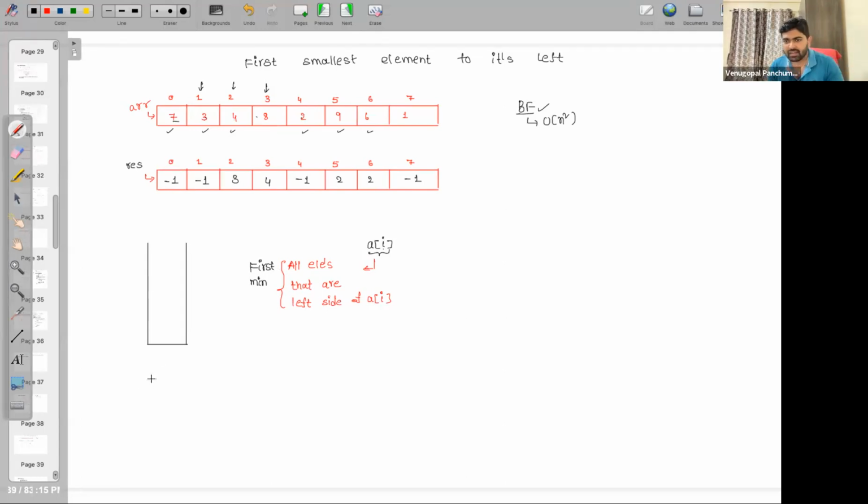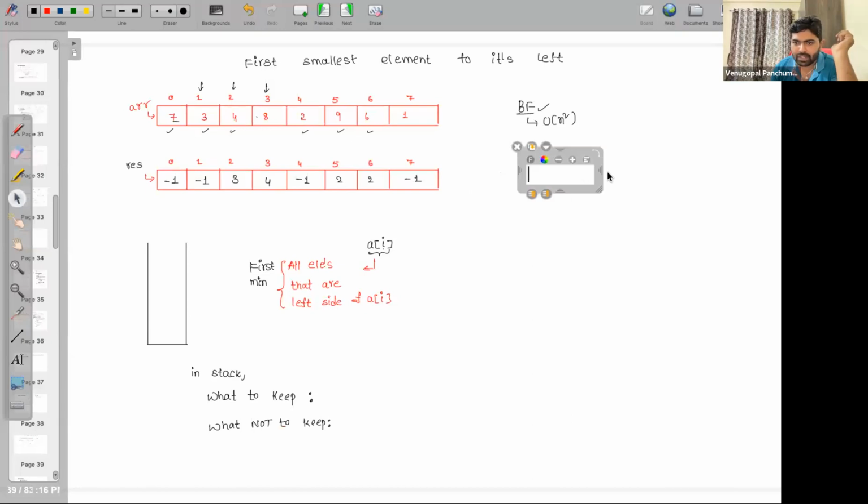Now, in the stack, we should know what to keep and what not to keep. If you know this, the story is over. If you know these two, the story is over, friends. Useful, useless, simple, like the previous question only.